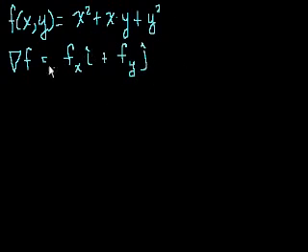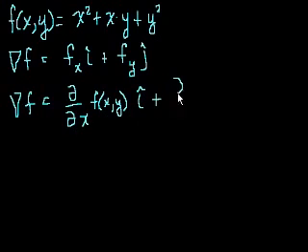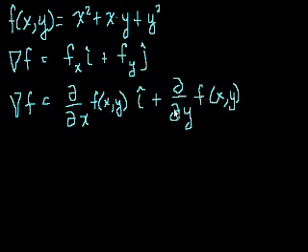Anyway, what does this mean? Another way to view it, you could have also written this as the gradient of f is equal to the partial with respect to x of f of x, y, and then all of that in the i direction. This is just different notation. Plus the partial with respect to y operated on f of x, y. So the partial of f of x, y with respect to y times the j unit vector.